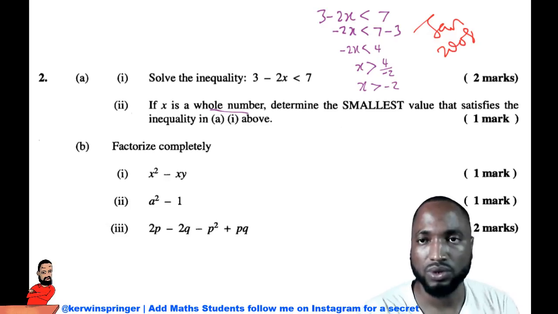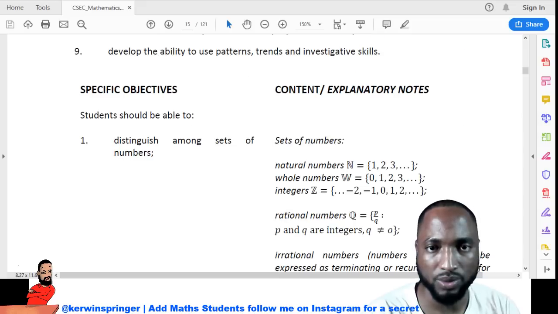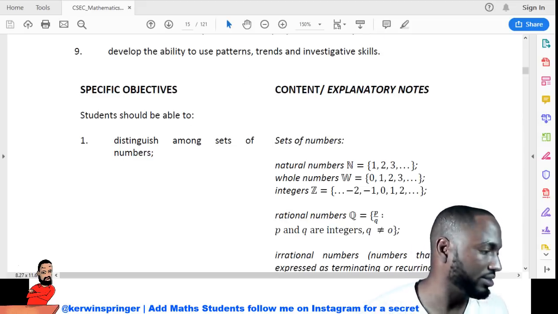Very quickly now. The whole number, is it showing up? Is that syllabus showing up? Boom. Right there, you can see that. Right there.